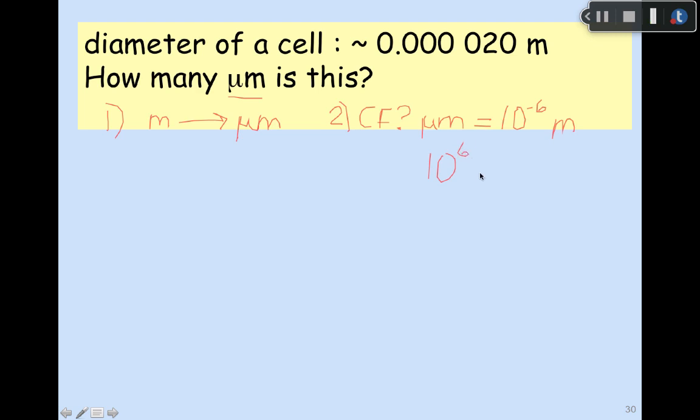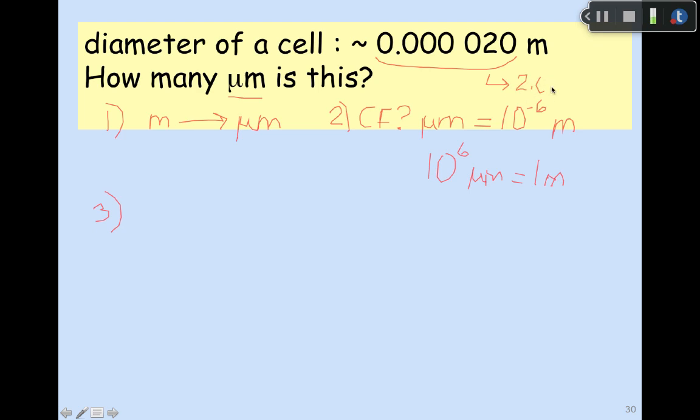10 to the 6th micrometers equals 1 meter. All right, now, in order to proceed with this question, we'll set it up using the given value, conversion factors, and then things such that they cancel out. The first problem, however, is that this value is stated in a fashion that's a little bit awkward. Using all those zeros is not always handy, so it's easier to state that in powers of 10.